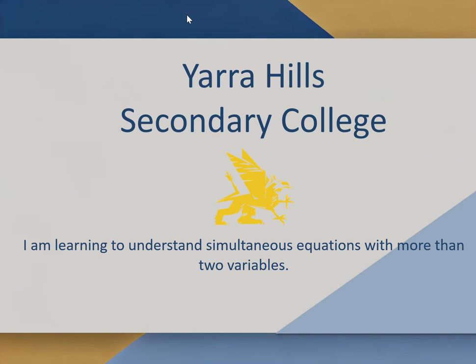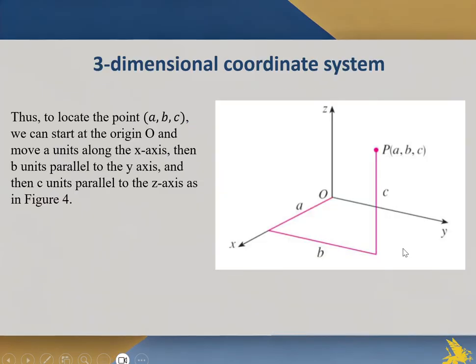So we are going to be looking at 2f today. 2f is looking at simultaneous equations, but it's when we've got more than two variables. So we're going to start looking at a 3D coordinate system, where we're going to have x, y, and z. When we've got a 3D coordinate system, it will give us three variables.